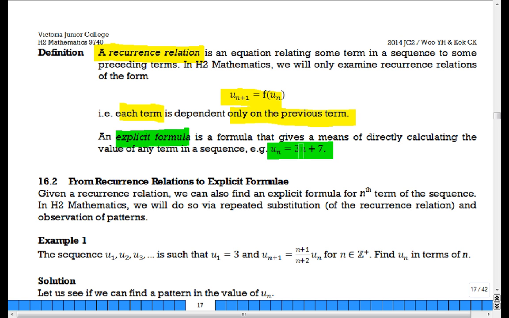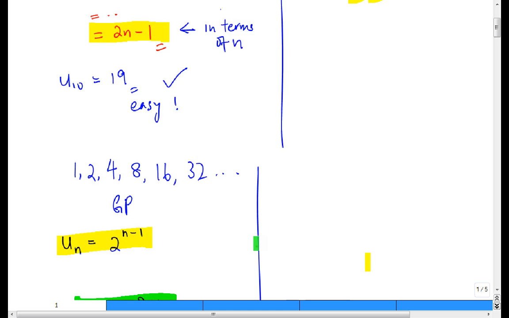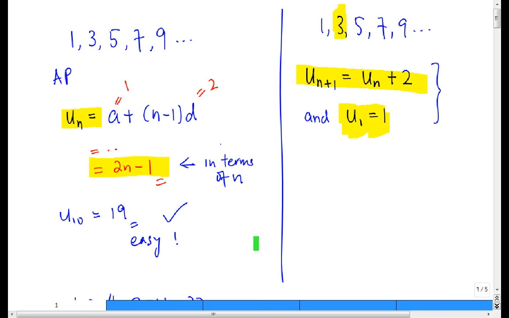Example 1, you are given a recurrence relation. Can I say that a recurrence relation is never complete without the first term? Let's use the example just now. If I only give you this, it's not complete.